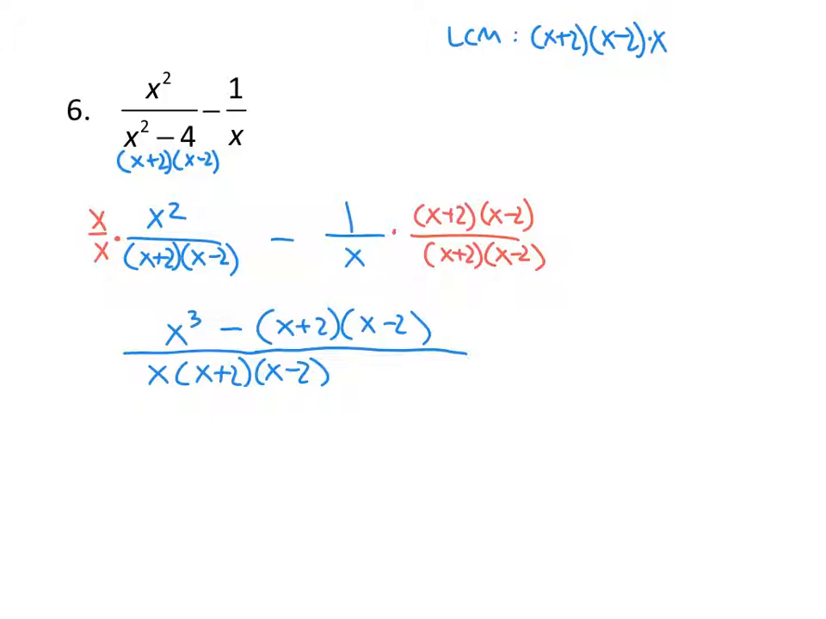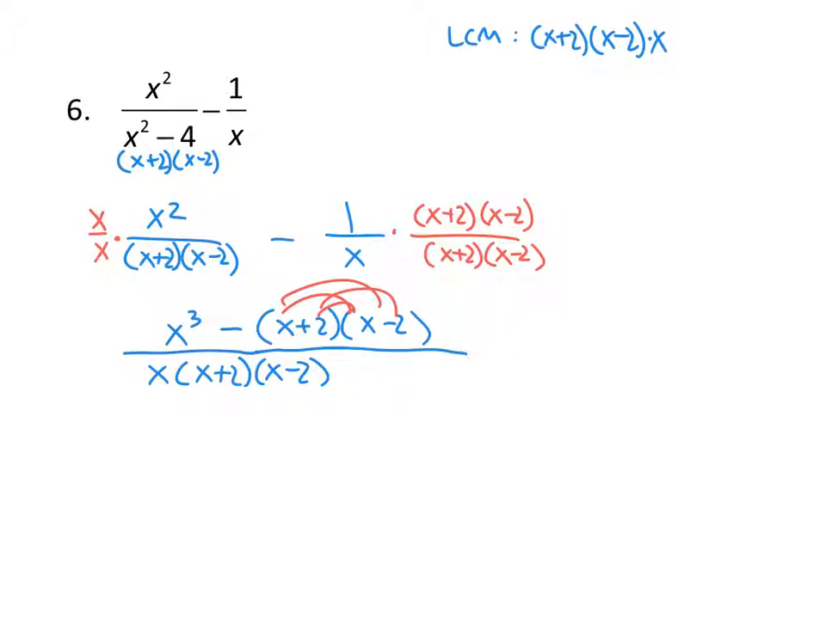And now I can't cancel stuff yet. Don't be tempted to. It's not in factored form until it's all a bunch of factors being multiplied together. So what we have to do instead is distribute, combine like terms, and then see if we can factor. So I need to distribute, I need to FOIL right here, and then combine like terms.